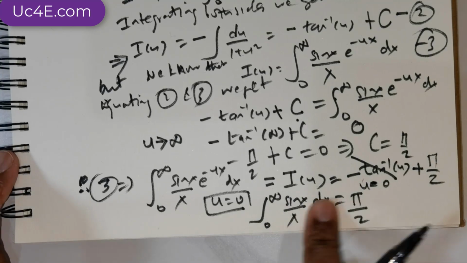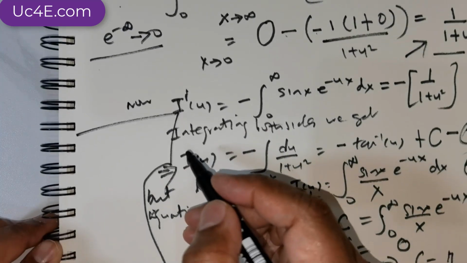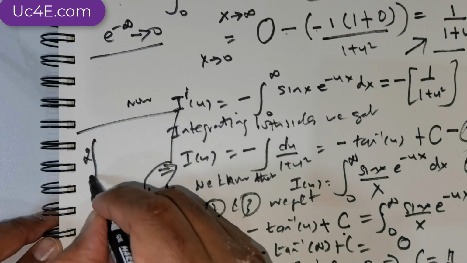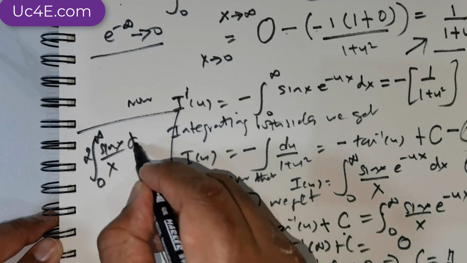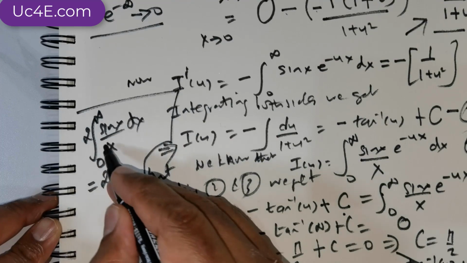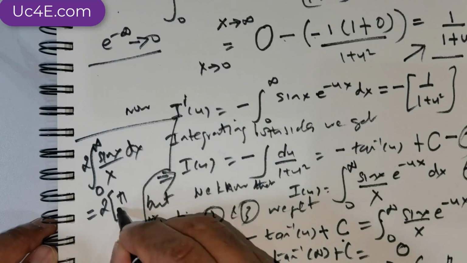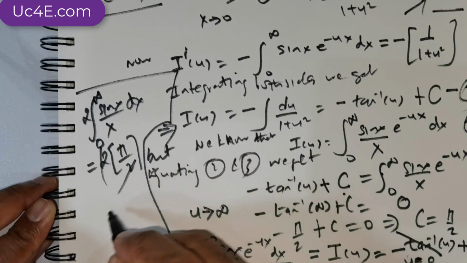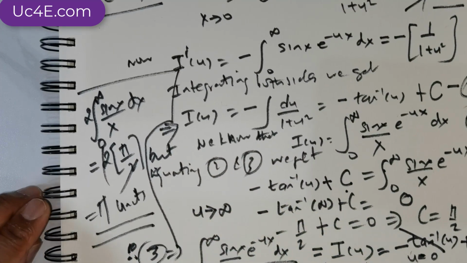But this is not required. What is required? If you look at the original problem, we have to find 2 times integral 0 to infinity sin x over x times dx. So that is equal to 2 times the integral 0 to infinity sin x over x times dx, which is pi over 2. So substitute that. The 2 gets cancelled, giving me pi units. So that is the final solution.